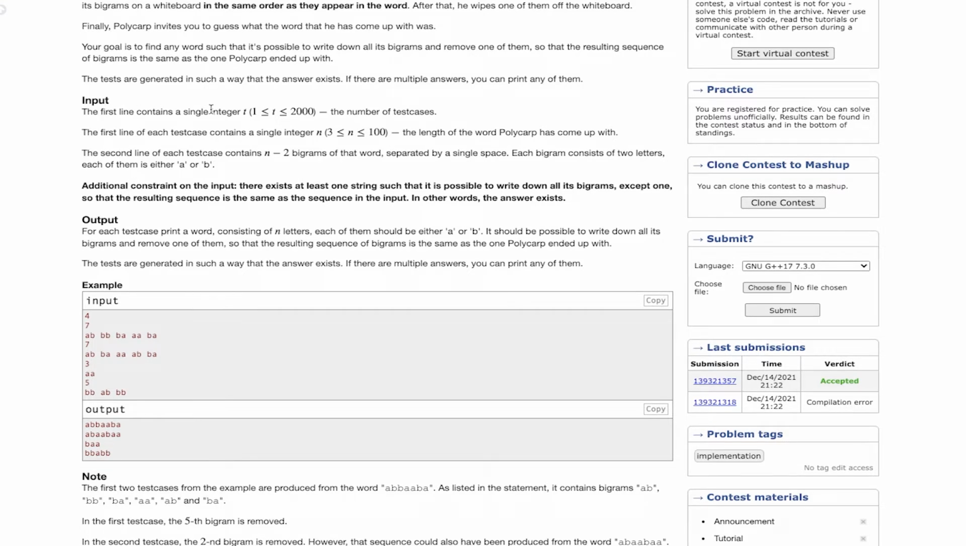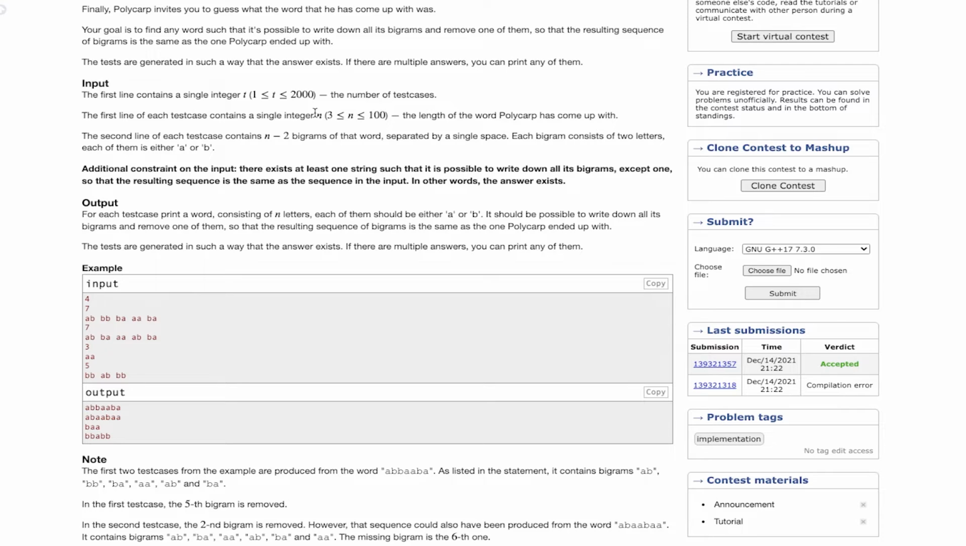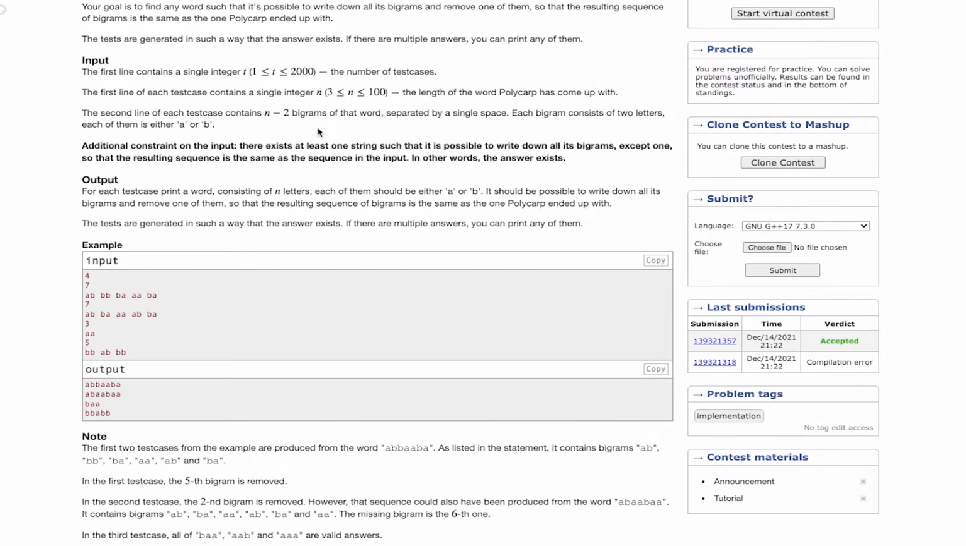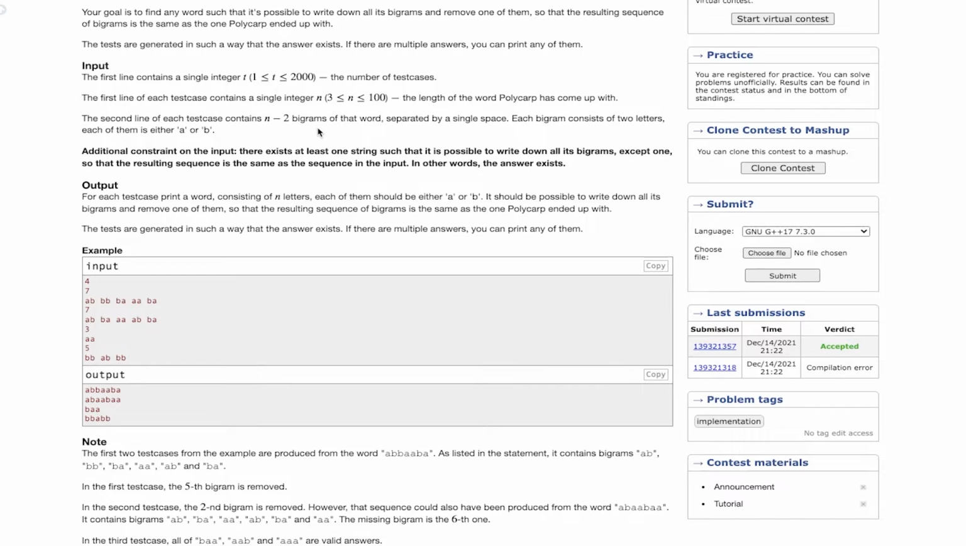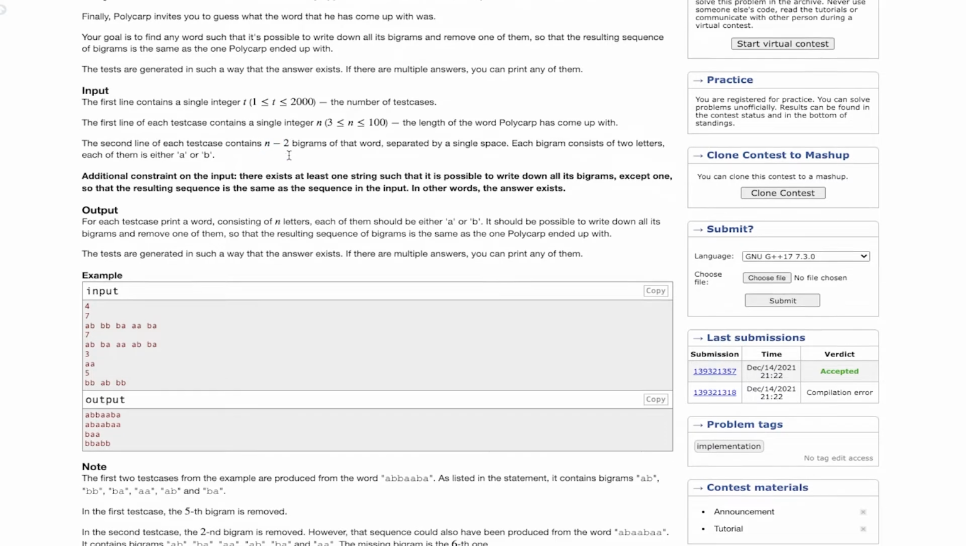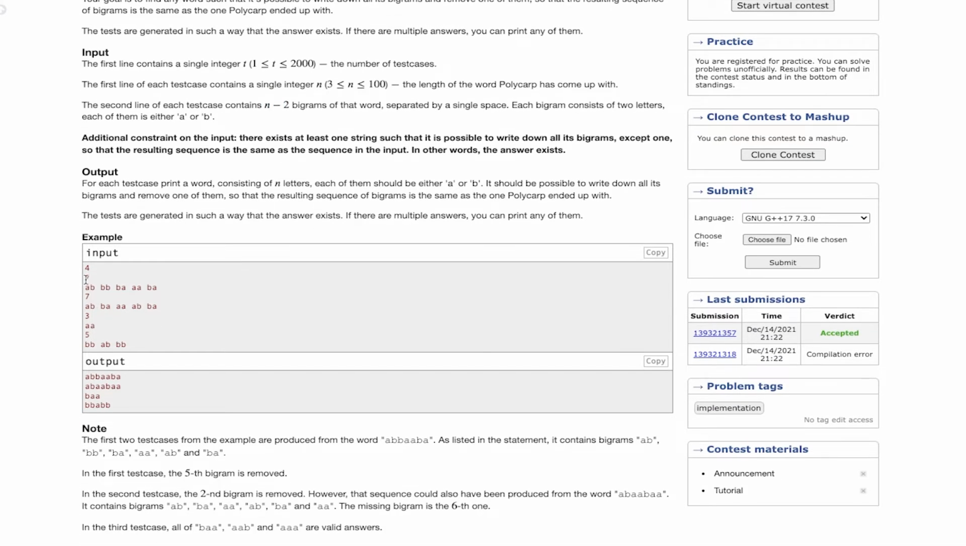Now let's see how the input is given. In the first line they will give us the number of test cases. At max there could be 2000 test cases. Now in the second line they will give us the length of the word, and after that they would give us n-2 bigrams of that word, because every word can have n-1 bigrams. Since one of the bigrams has been removed, we are left with n-2 bigrams. So let's see this in the example. We are given the length of a word as 7, and here you can see that we have 5 bigrams.